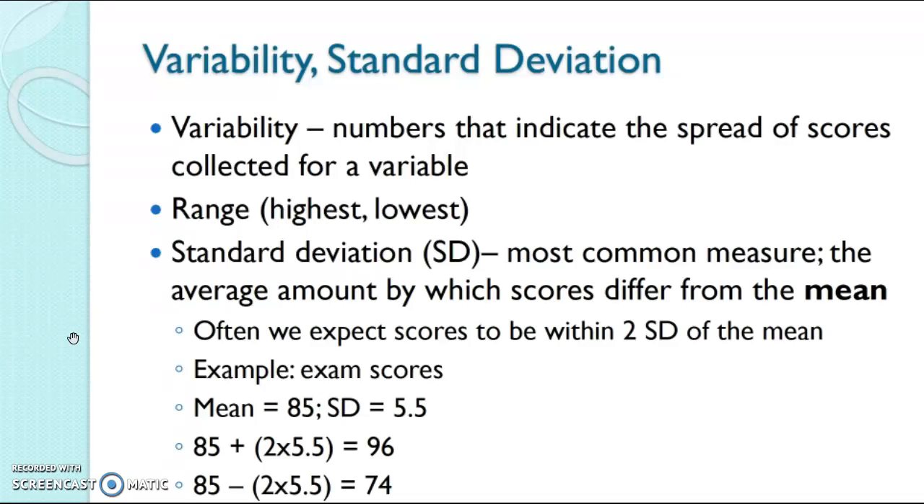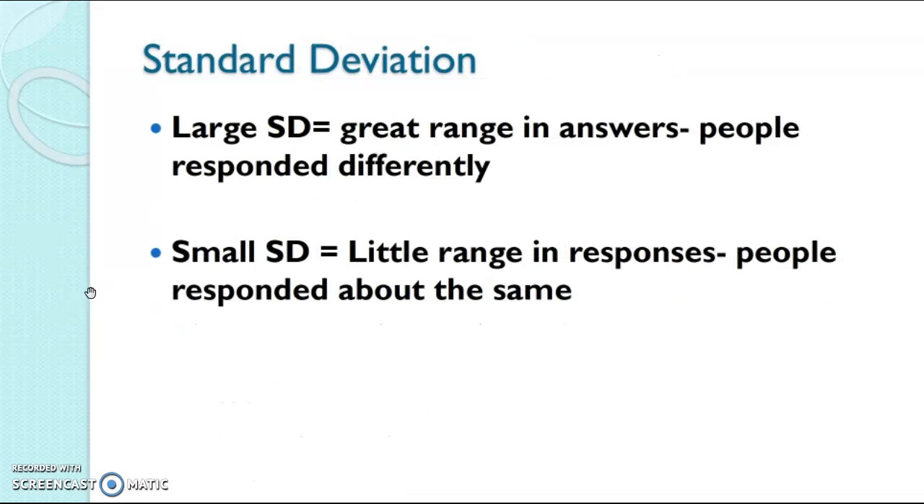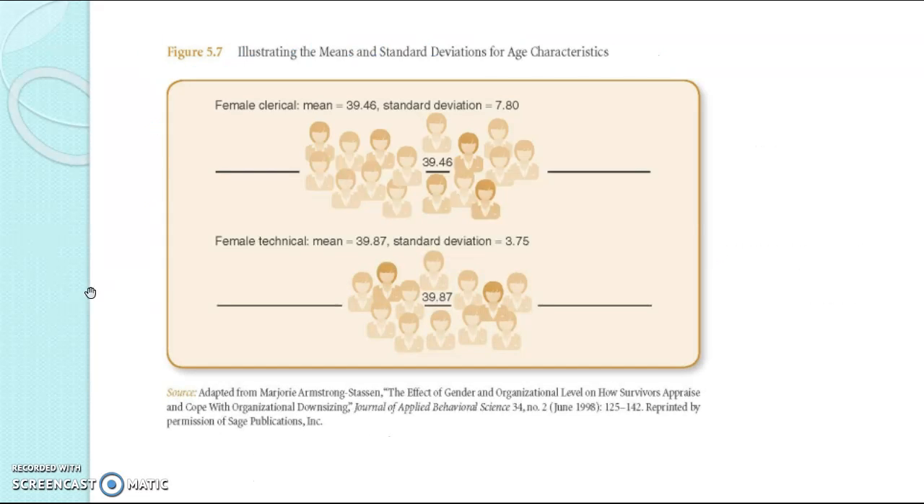Oftentimes, but not all the time, we expect all the scores to be within 2 standard deviations, and that means 2 standard deviations above and 2 standard deviations below. So in this case would be between 74 and 96. But that's less important than understanding it conceptually. So I think this diagram will help you, and then we'll come back to this slide.